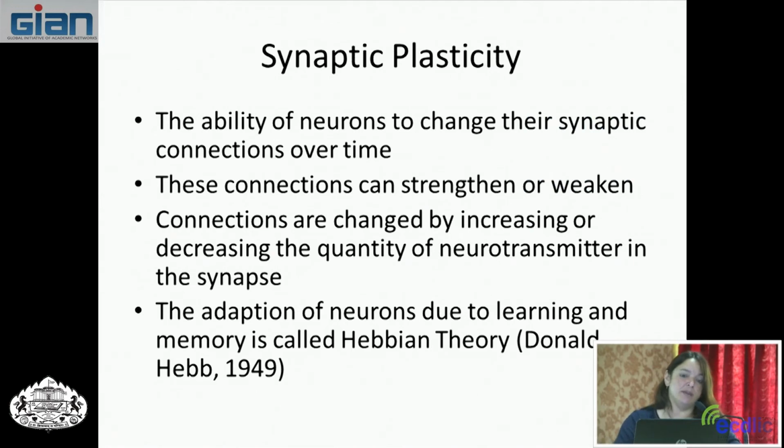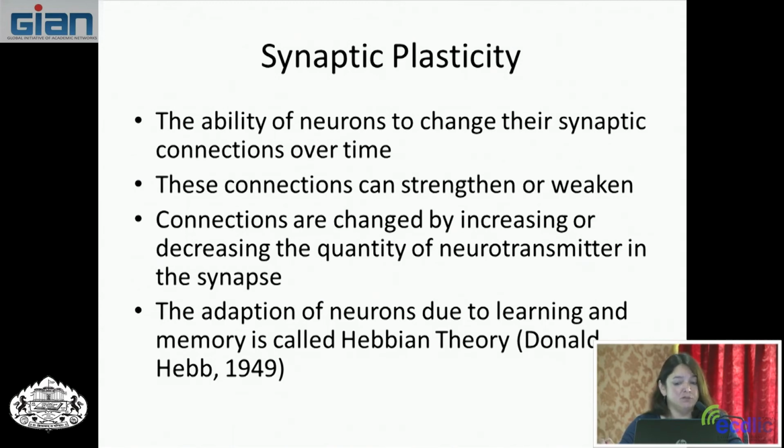So one mechanism that is thought to be involved with learning and memory is synaptic plasticity. This is the ability of neurons to change their synaptic connections over time. And if you remember, the synapse was that junction between two neurons. This is the process by which one neuron sends information to the next, also called neurotransmission. These connections can strengthen or weaken over time depending on learning processes or repeated exposure to something. So connections are changed by either increasing or decreasing the quantity of neurotransmitter in the synapse.